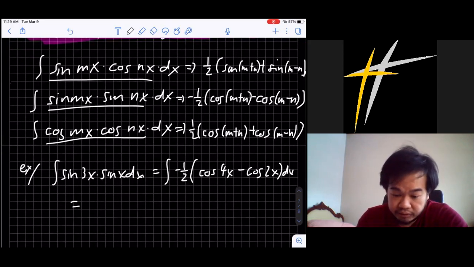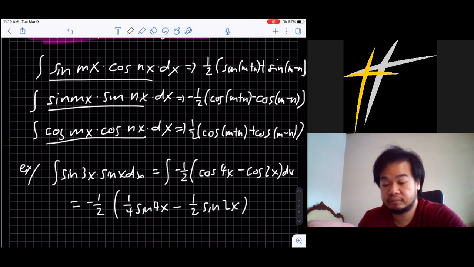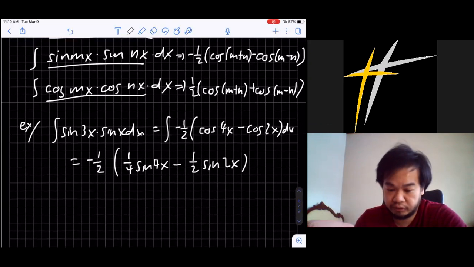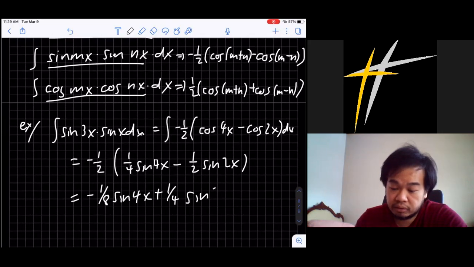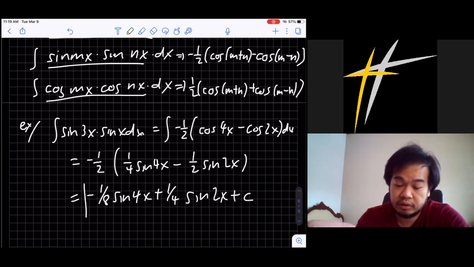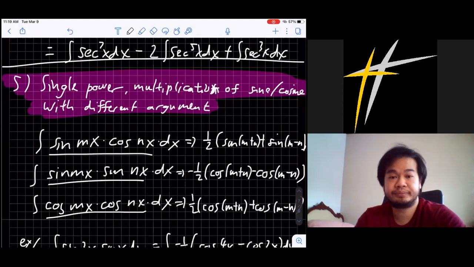So it's negative half integral, and the integral of cosine 4x is 1 over 4 sine 4x. This one is 1 over 2 sine 2x, and then that's it. And then if you multiply, it's equal to negative 1 over 8 sine 4x plus 1 over 4 sine 2x plus c. So actually the last one is the easiest one.